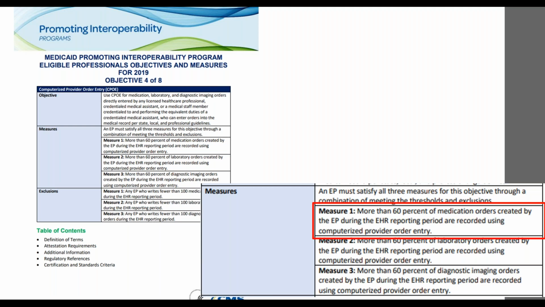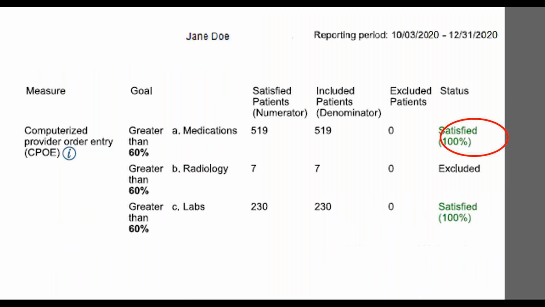So for example, for the CPOE objective, measure 1, more than 60% of medication orders created by the EP during the EHR reporting period are recorded using CPOE. Then you can go back and look at your report from your EHR, and if it shows more than 60% for that measure, you would meet the measure. So here you can see that the EP ordered 100% of medication orders using CPOE, so they meet this measure.